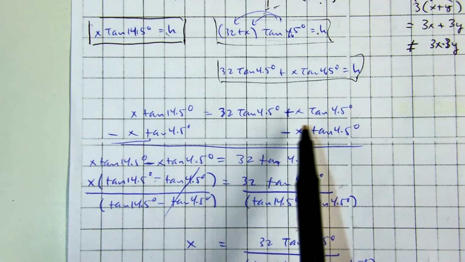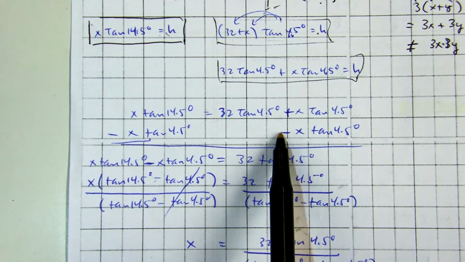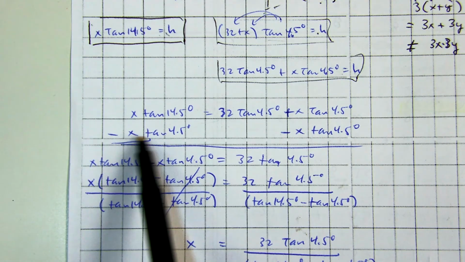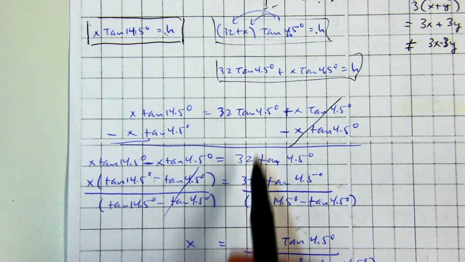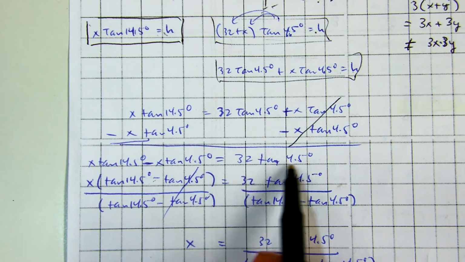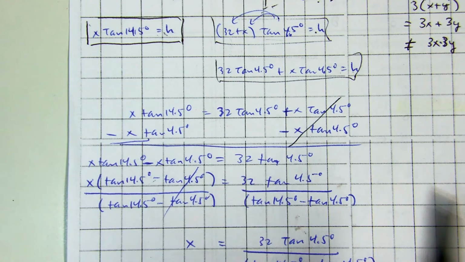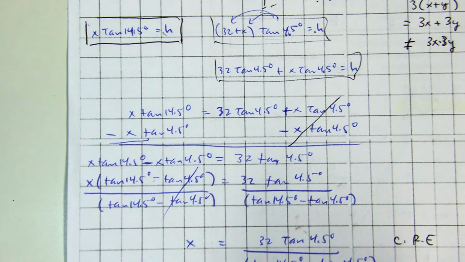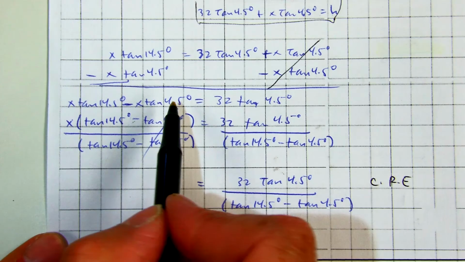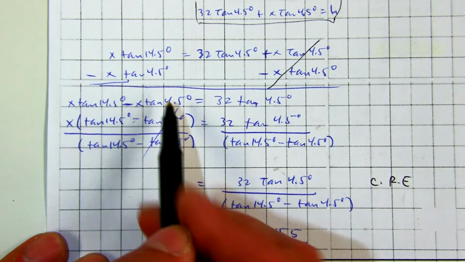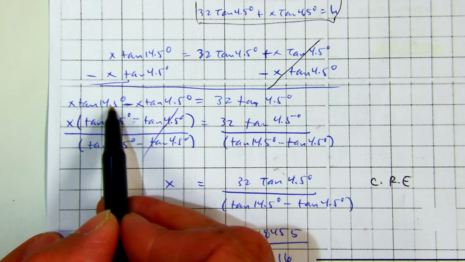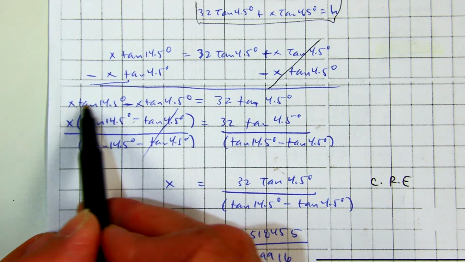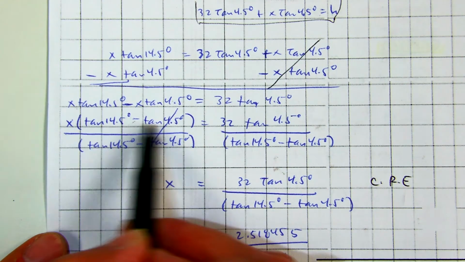You're going to get the X's together to solve for X. You subtract X tangent 4.5 from both sides, and you're left with this number. You could evaluate this number at this time, but I like to leave it all to the end for my calculator ready equation. Common mistake is to try to subtract tangent 14.5 and tangent 4.5 degrees. They are not like terms. So here I'm going to take out a GCF, greatest common factor, of an X. Again, don't try to subtract those.